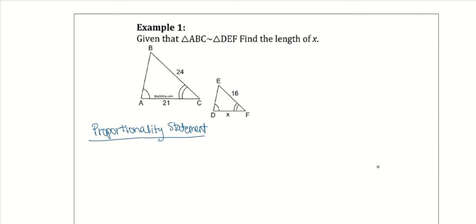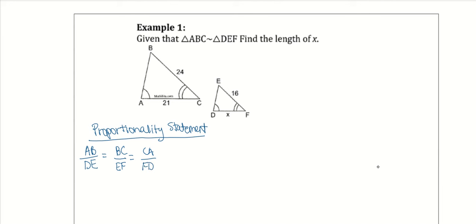Okay, so we know that side AB corresponds to DE. So we can say AB over DE is equal to, now I go back to that original triangle, BC corresponds with EF. And going back to that original triangle, on the top we should all have ABC. Side CA corresponds with side FD.